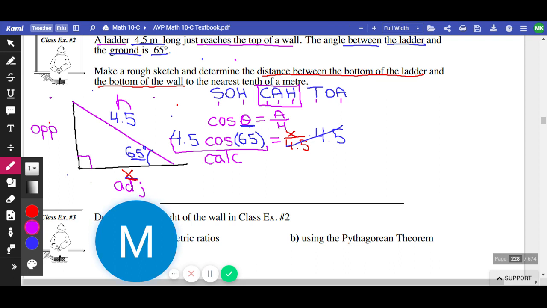So everybody should be trying to calculate that. See if you can get the right answer. I'm going to see if I can get the right answer too.